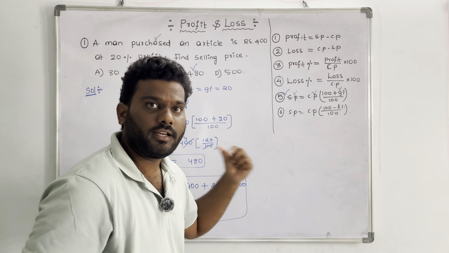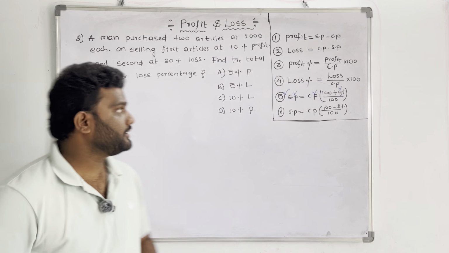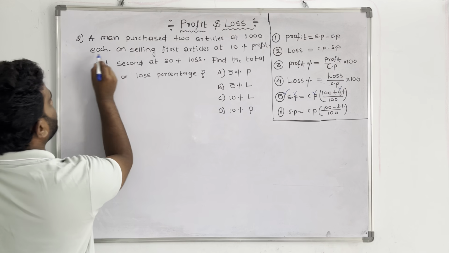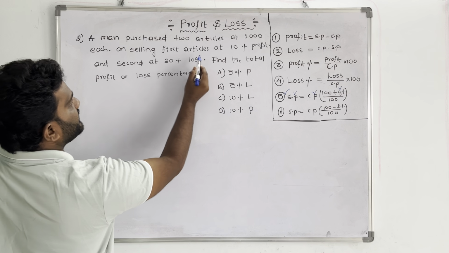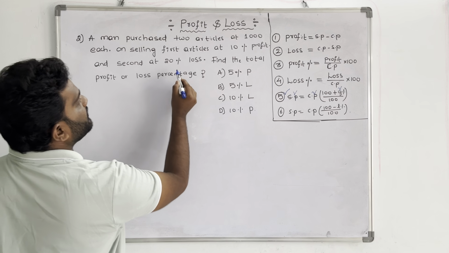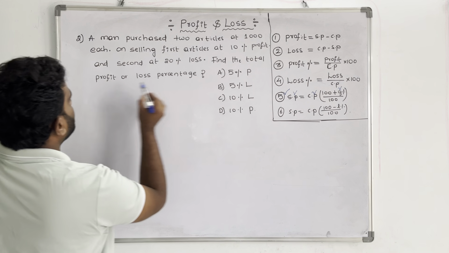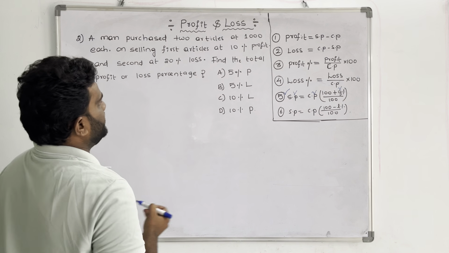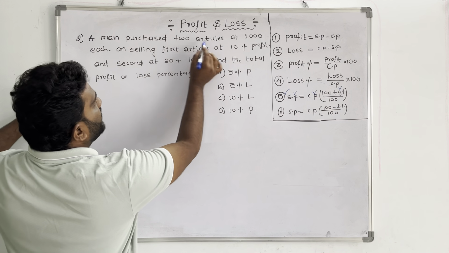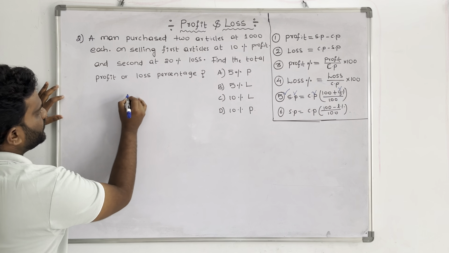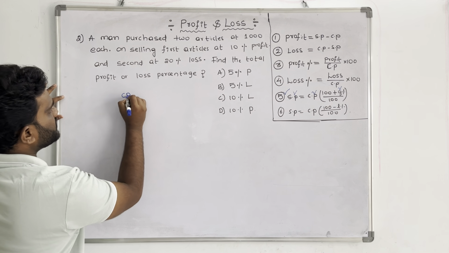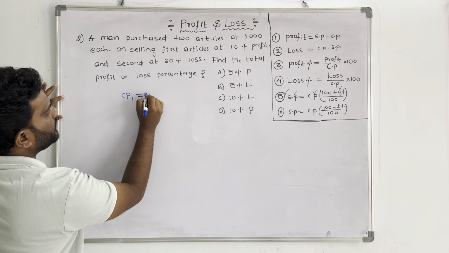Okay, let's solve the second question. A man purchased two articles at 1000 each. On selling the first article at 10% profit and the second article at 20% loss, find the total profit or loss percentage. See here the situation: a man bought two articles at 1000 each. Each article cost 1000 rupees. So the cost price of the first article is equal to 1000.